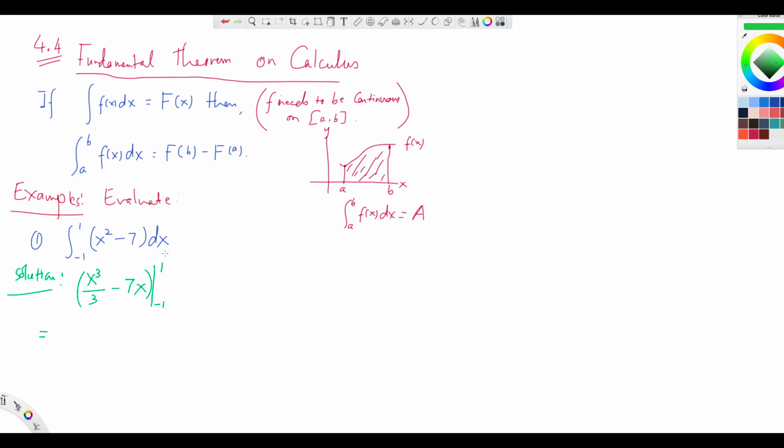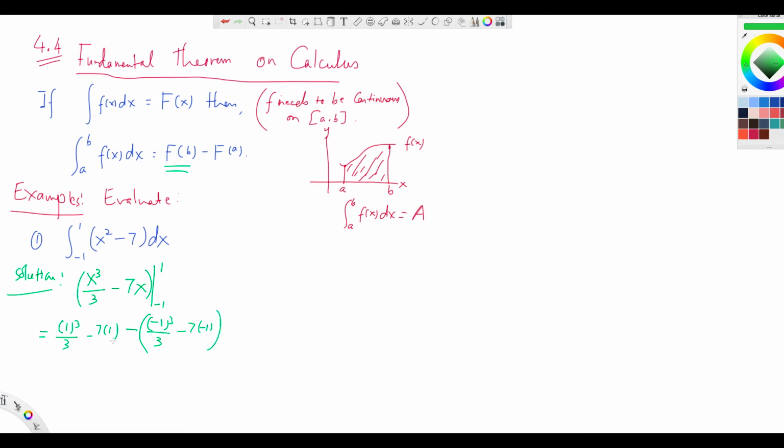to find the definite integral from a to b, that is from -1 to 1, you plug in 1 for x. Let us do that: 1 cubed over 3 minus 7 times 1. That is F of b, where b is 1. A is -1, so minus, and what you do is replace x by -1: -1 cubed over 3 minus 7 times -1, and then close the parenthesis.